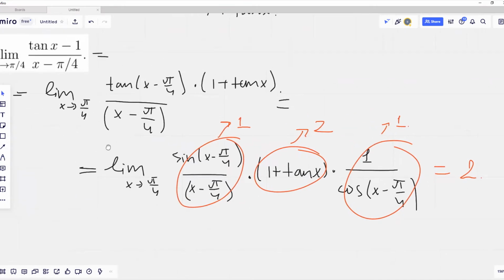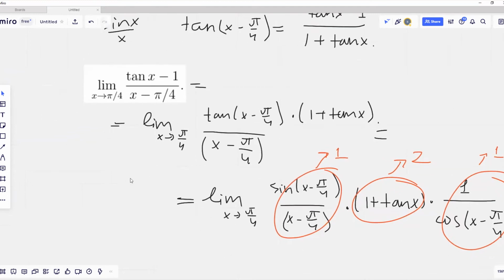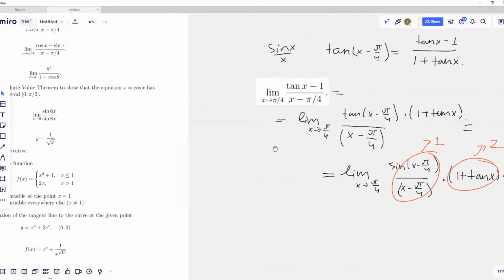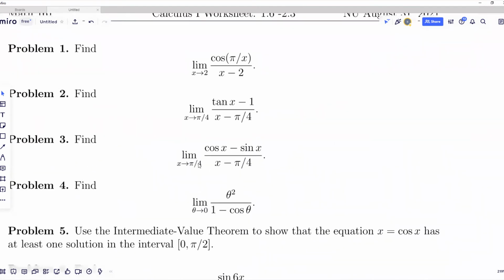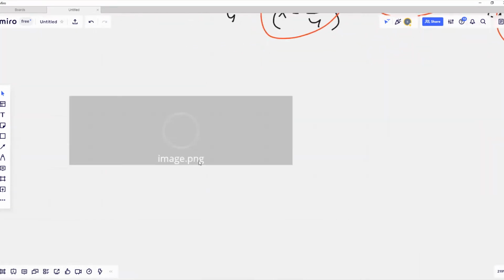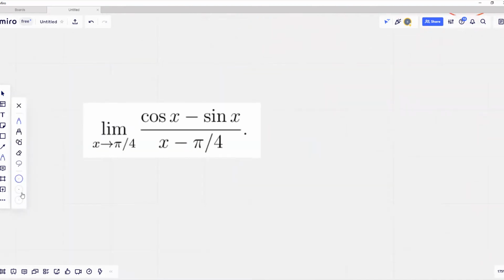Okay, great. If I did miss anything, yeah, it seems it's okay. All right, next problem. Let's find the following limit. Cosine of x minus sine of x over x minus pi over 4.